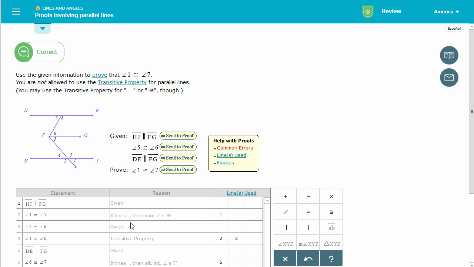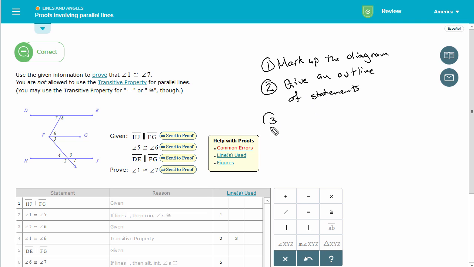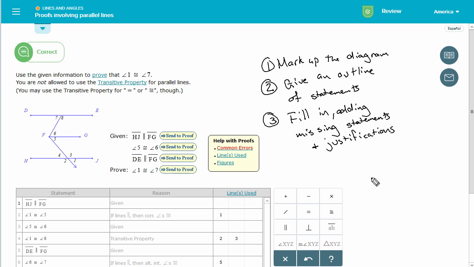Now, how did we figure out what to do here? We started by marking up the picture. That gave us an idea of what was given and what we were trying to figure out. Then we gave just kind of an outline of statements that would get us where we wanted to go. And finally, we filled in the outline, adding extra statements as we needed them and adding justifications. And that's going to be our process for almost all of our proofs.